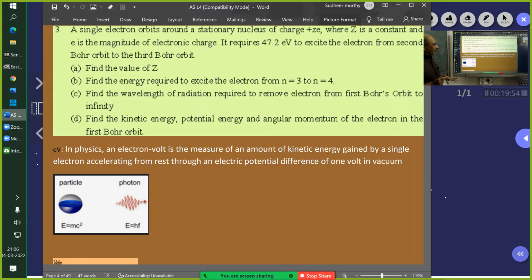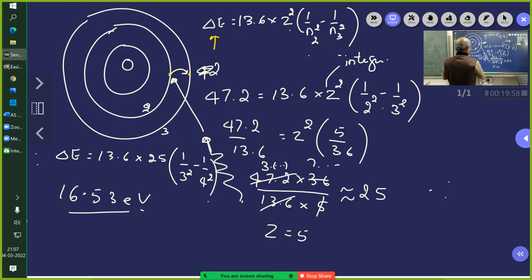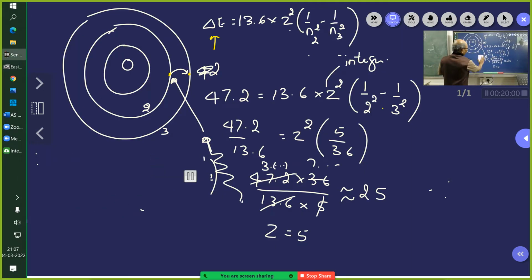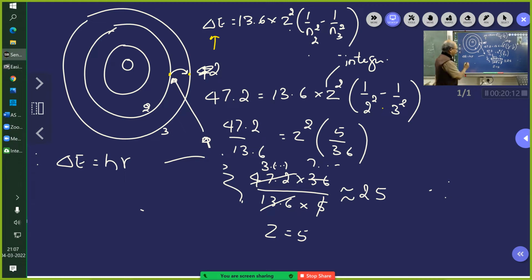So, the wavelength of radiation required to remove it. Here the photon, as I told you, has energy delta E, and this energy will be equal to h nu. I suppose all of you know this, h nu, and h nu is hc by lambda. Got it?